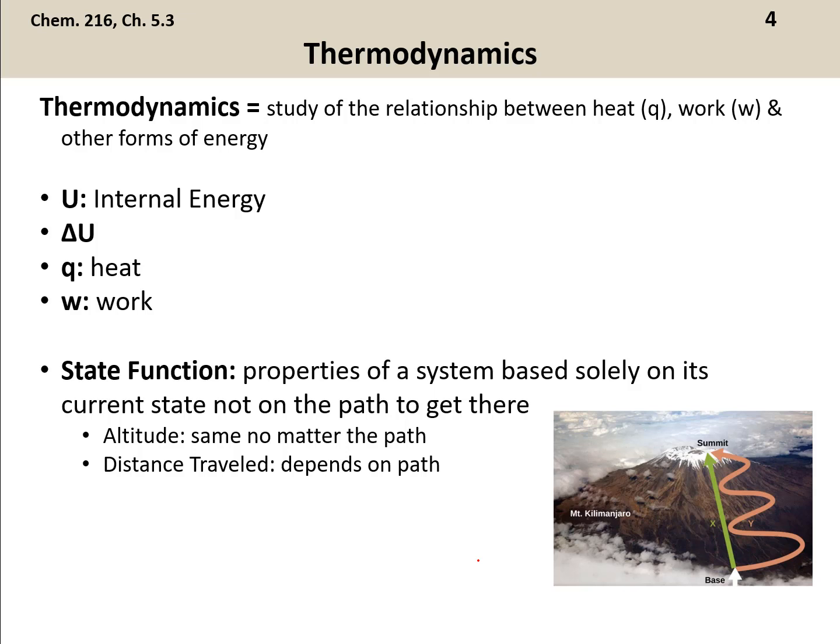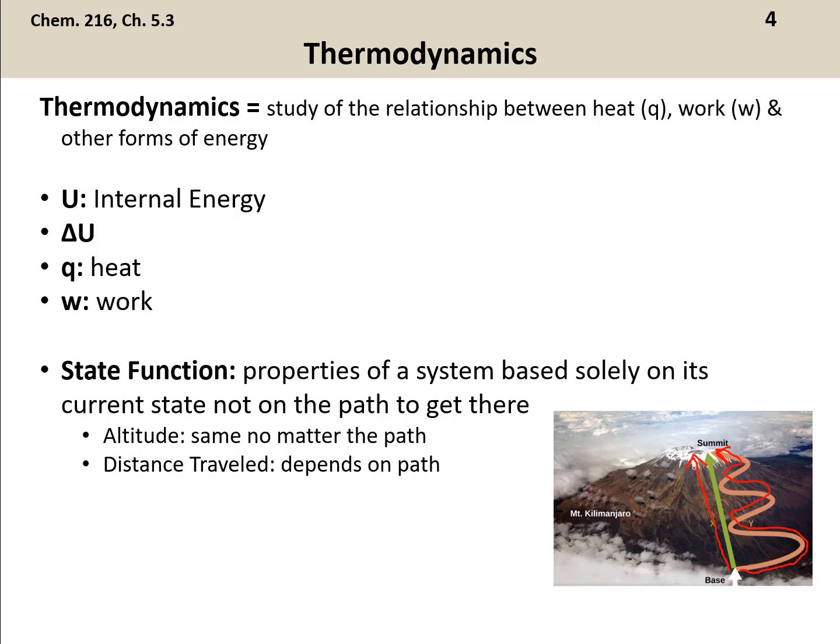State functions are properties of a system based solely on its current state. So, for instance, let's say I go from base camp up to the summit of Mount Kilimanjaro in a straight path. Someone else goes a longer way. At the end, if we were going to say, hey, what's our altitude? We're going to have the same altitude. That's what we call a state function.